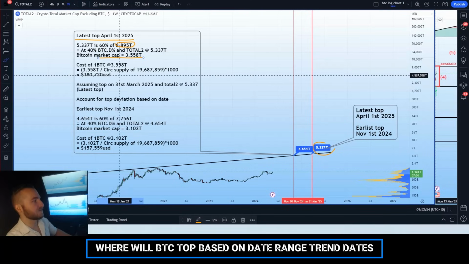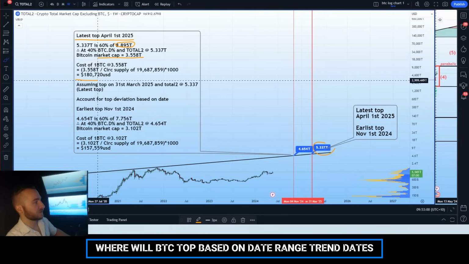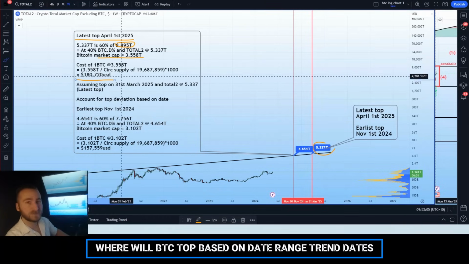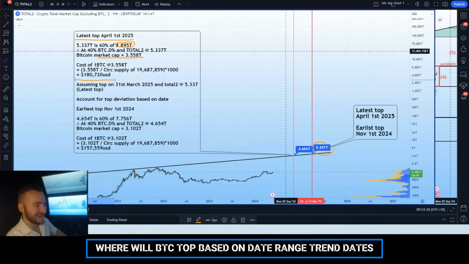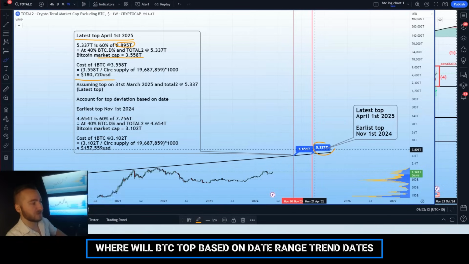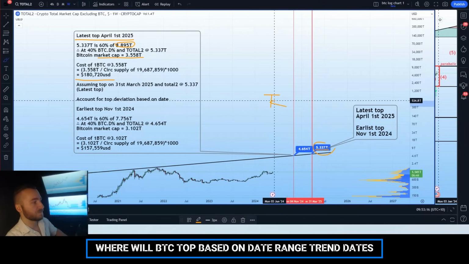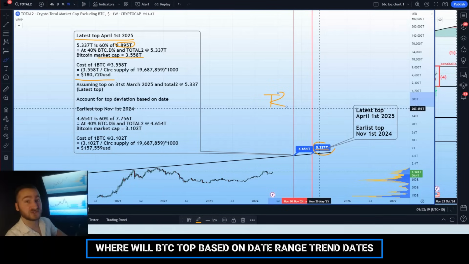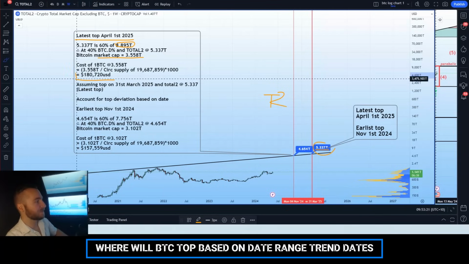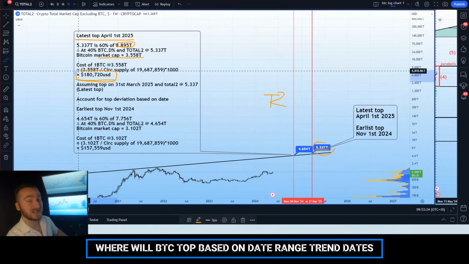If we then go ahead and multiply that by 1,000 divided by circulating supply of Bitcoin, that would bring us to a price estimate of 180,000 US dollars. That will be the maximum price Bitcoin could possibly reach, assuming Bitcoin dominance reaches 40%, okay, and the price chart reaches 5.33 trillion on the total 2 by April 1st, 2025. So that is going to be the upper price target for Bitcoin, assuming again 40% on dominance. The price is in at the top of April 1st, 2025, and the total 2 market cap is 5.337 trillion.